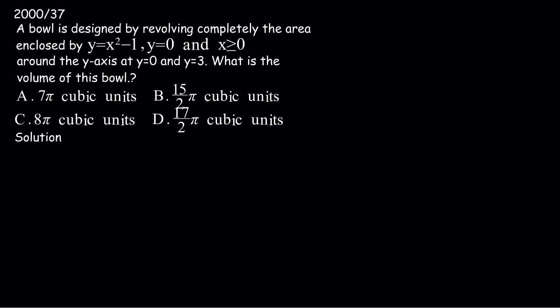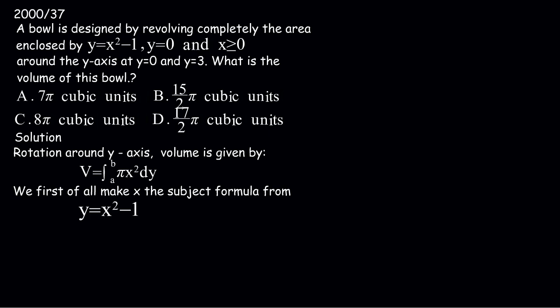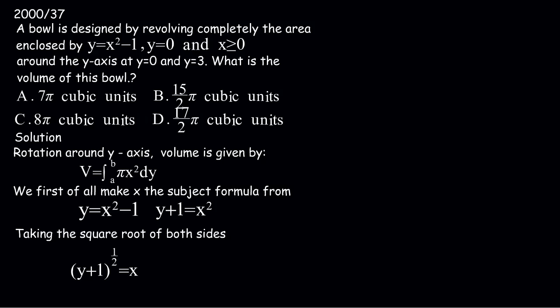Now in our solution, since our rotation is around the y-axis, our volume will be given by V equals the integral of pi x squared dy from b to a. Now we are going to be making x squared the subject, so therefore y equals x squared minus 1, simplifying, y plus 1 equals x squared. That is, we are adding 1 to both sides. Now taking the square root of both sides, it becomes y plus 1 in bracket to the power of half, or the square root of y plus 1 equals x.